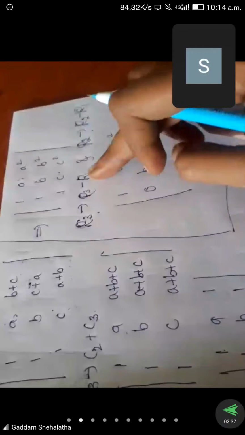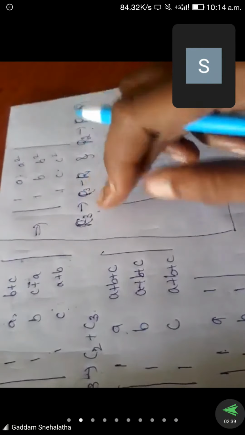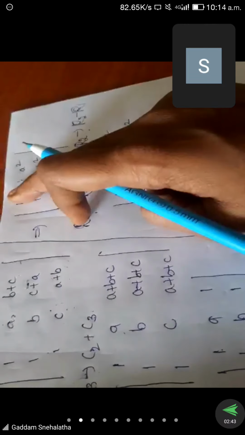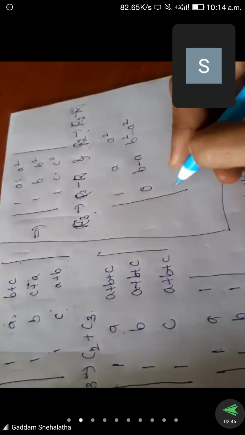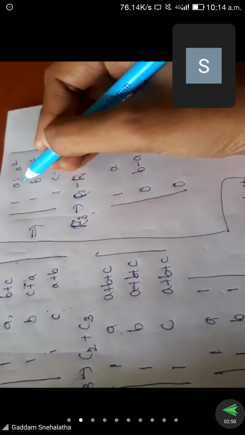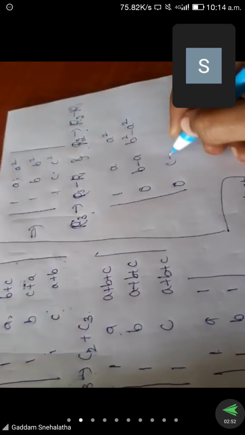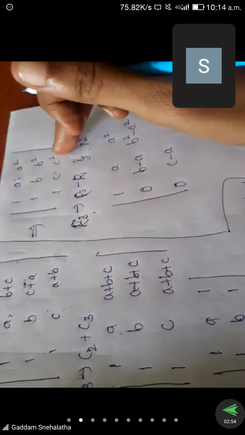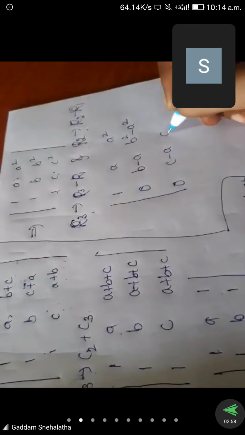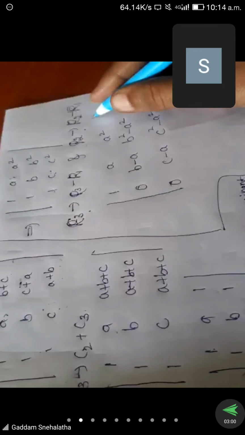Next I am talking about row 3. Row 3 means what I get? Row 3 minus row 1. Row 3 is 1, row 1 is also 1, so 1 minus 1 is 0. Next row 3 is c, row 1 is a, so I get c minus a. Next, row 3 is c square minus a square, so I get c square minus a square.